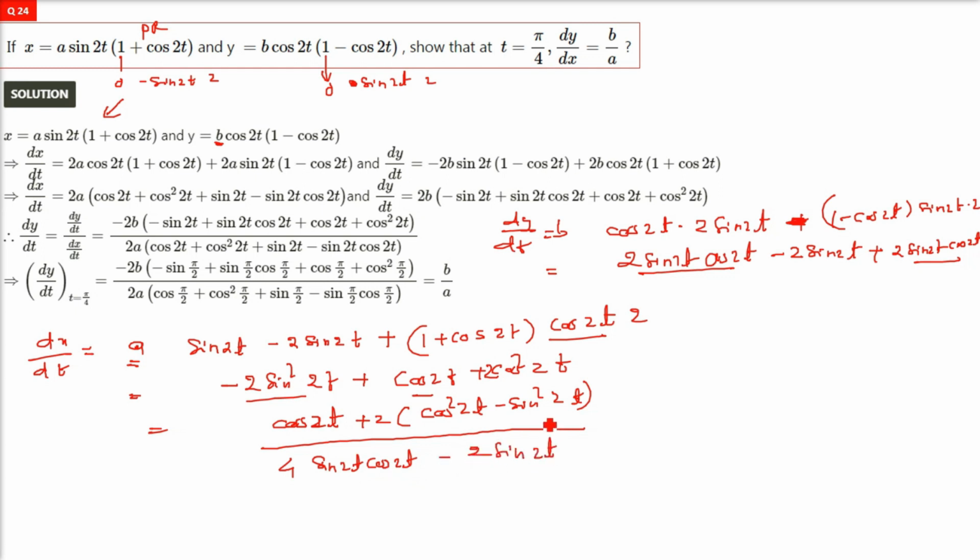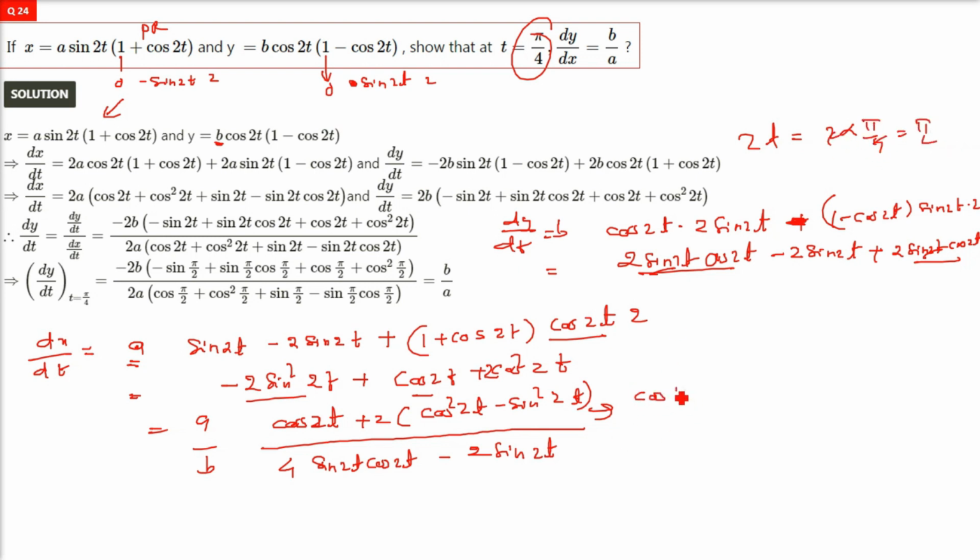Okay, pi by 4 we have to find out. Just keep pi by 2. A is there, B is there. See, I've divided dx by dt with dy by dt. So whatever is the answer, we have to make the reciprocal. 2t is what? 2 into pi by 4, which is pi by 2 only, which is 90 degrees.